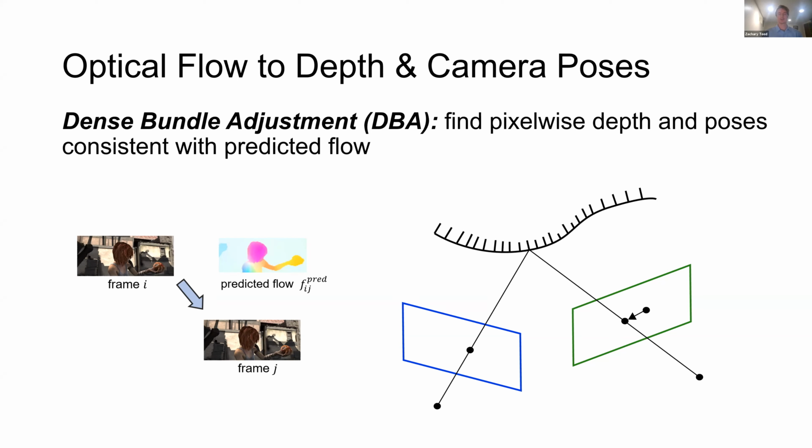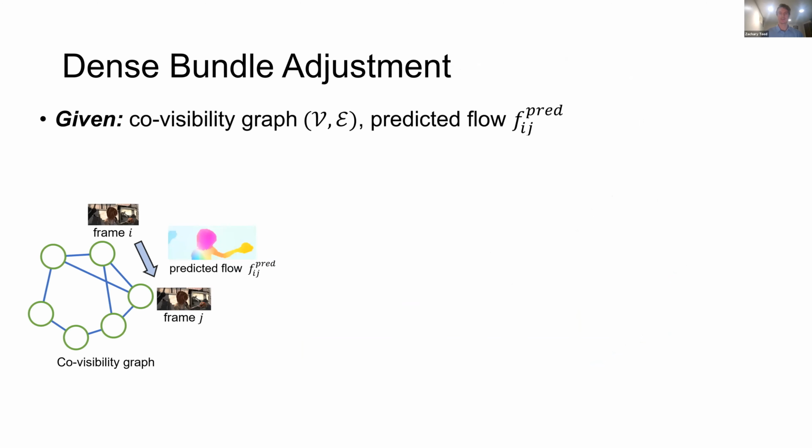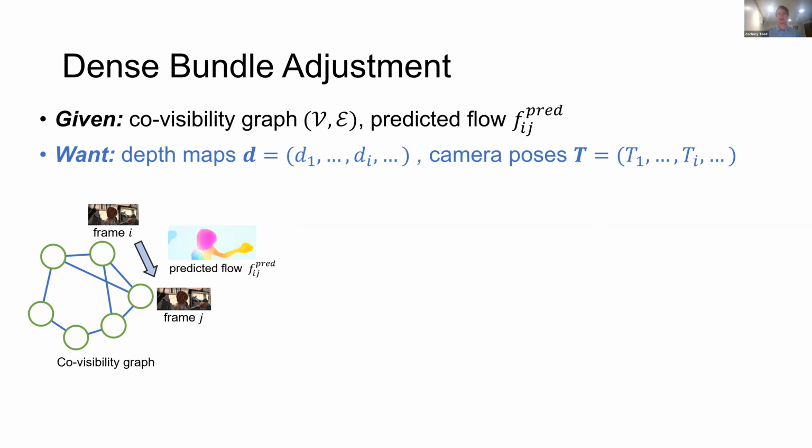So what we want is we're using optical flow. We have optical flow between frames I and J, and we want to recover the depth and pose. So let's say we're given a co-visibility graph, and we have some algorithm for computing optical flow between edges in this graph, so frames that have visual overlaps. And we want to estimate depth, and we want to estimate camera poses.